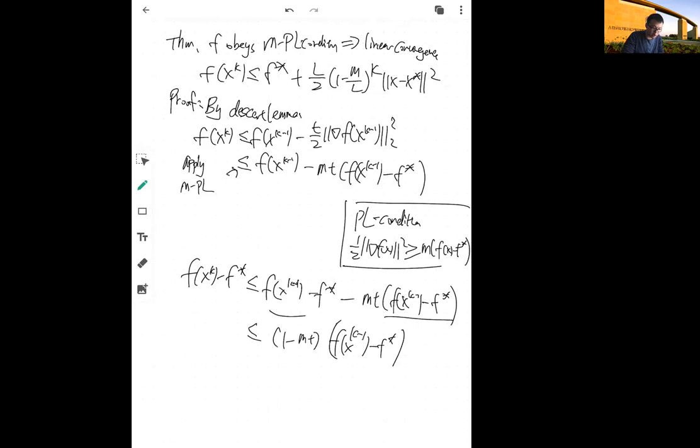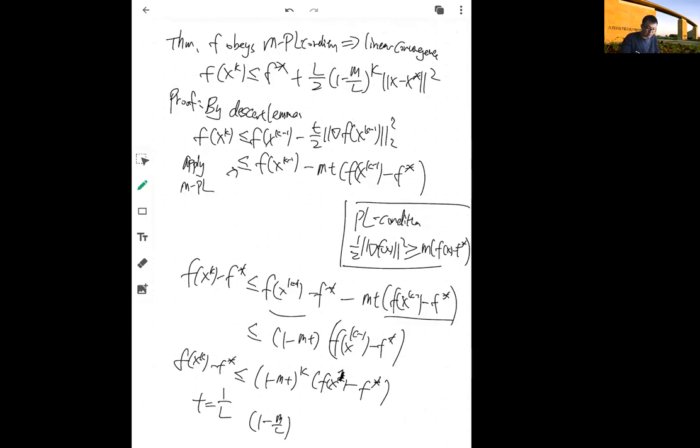So that gives us a recursive inequality of this shrinkage that shows that the suboptimality actually goes to 0 exponentially. So this gives us f(x_k) minus f star is smaller than (1 minus m t) to the power of k times f(x_1), so this is our initialization, minus f star, right? So we can take t to be 1 over L, so this gives us a shrinkage ratio of m over L.